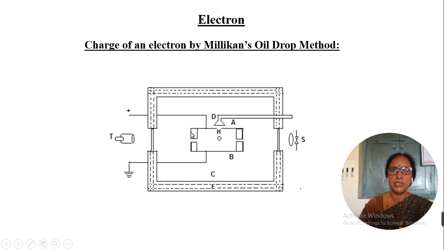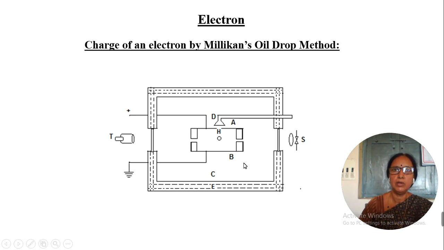This observation chamber is enclosed in a bigger chamber C, which is surrounded by a constant temperature oil bath. The temperature has to be kept constant because oil is used in this experiment and the density of the oil directly depends on the temperature. So in order to maintain the density the same, the temperature must be maintained constant. The oil bath is used for maintaining a constant temperature.